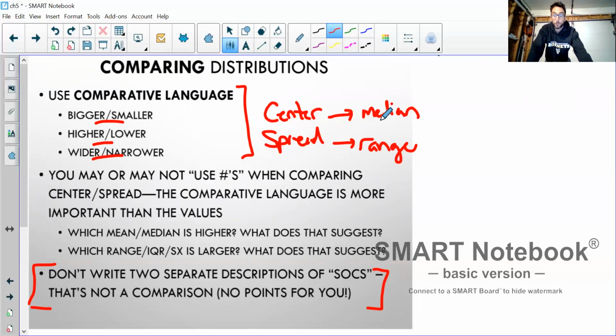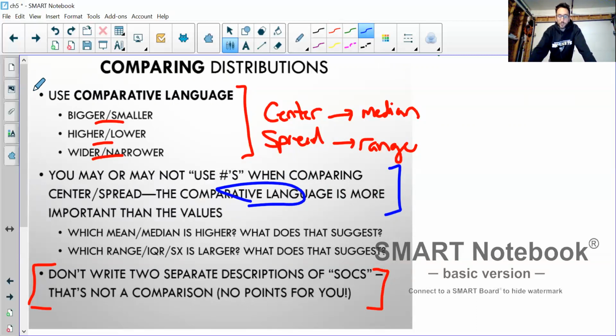So comparative language, you'll see that come up most often, always, I should say, with center and spread. Sometimes we can do it with shape and other features. The last thing I want to point out is that as we're comparing, you may or may not use the numbers when you're comparing center and spread. So it's not about the numbers, it's about the comparative language. So for instance, let's say someone writes the median household size in 1950 is 5.